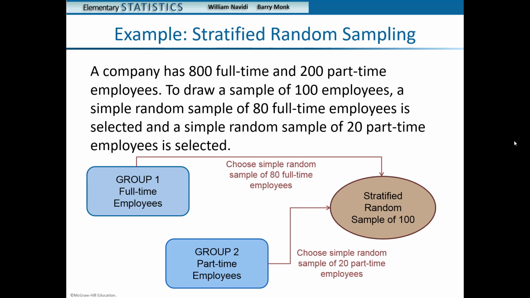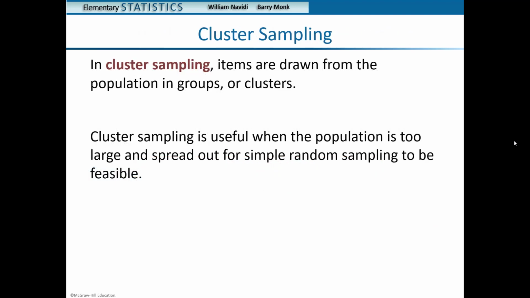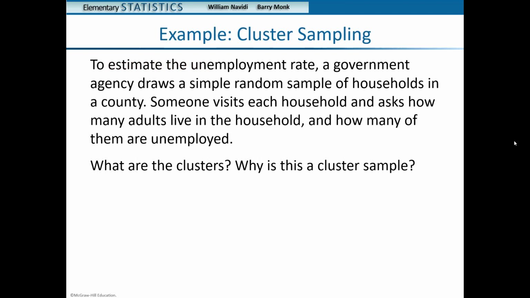So that's stratified sampling. Next, let's talk about cluster sampling. In cluster sampling, we're still utilizing simple random sampling, but instead of just sampling individuals, we are sampling groups of individuals, which we refer to as clusters. So cluster sampling is specifically most useful when the population is too large and spread out for simple random sampling to be feasible. It's oftentimes used by the government for large-scale government surveys of some sort. For example, estimating the unemployment rate.